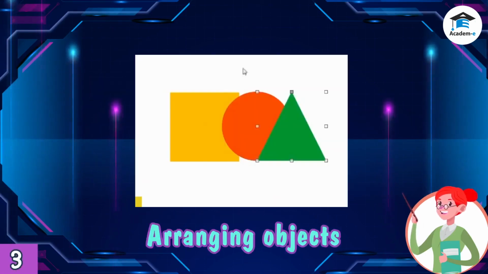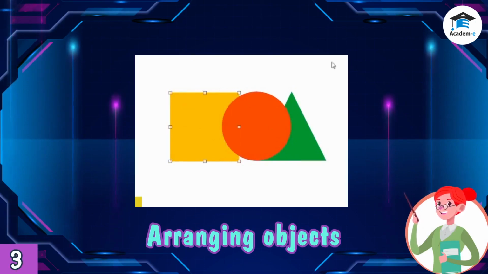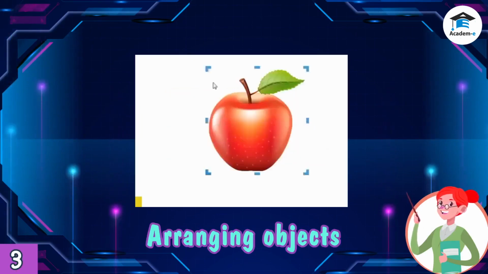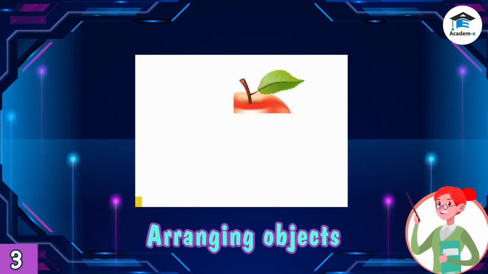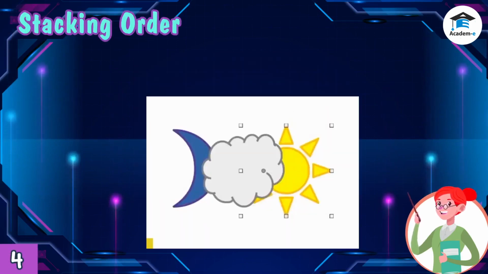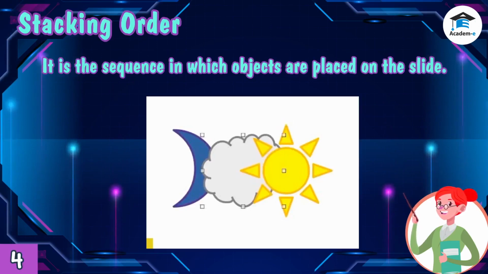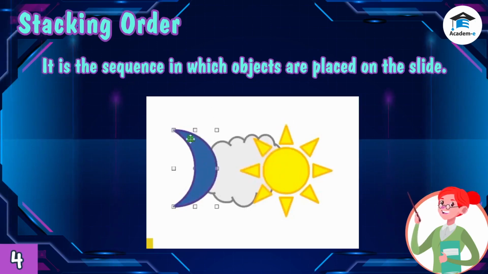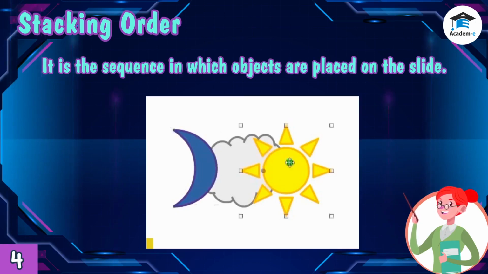Presentation provides several commands that will help you easily arrange and position the objects on the slide. These commands will allow you to change the stacking order of the objects and crop images. The stacking order is the sequence in which objects are placed on the slide. By default, the first object that is added on the slide is placed at the back of the stacking order, while the most recently added object is placed in front of the stack.